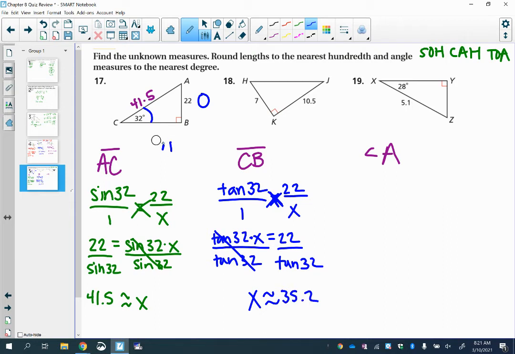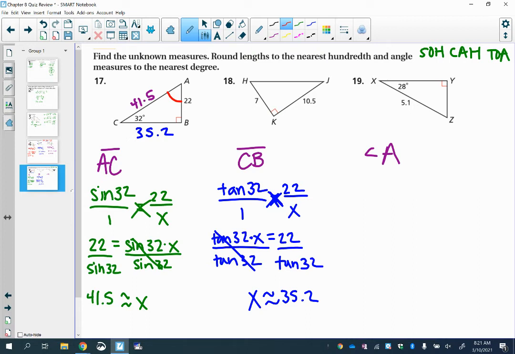All right, so this became 35.2. So now we have both of our sides, and now we need to find an angle. I'm going to label the angle that we need, which is A. I've got all 3 sides, so I can use trig ratios to figure out this angle, and I'm going to do it that way. And then I'm going to talk in a second about a different way we could have done it, but I want to focus on how to use trig ratios since that's what we're doing here.